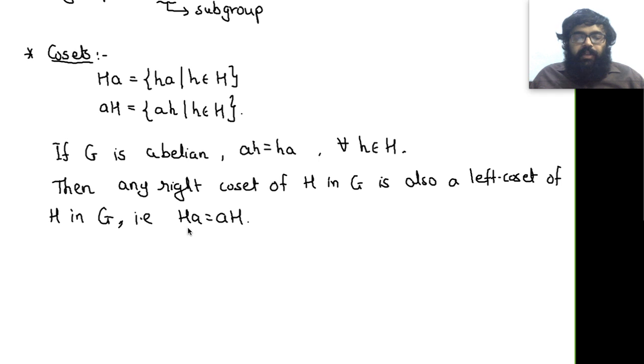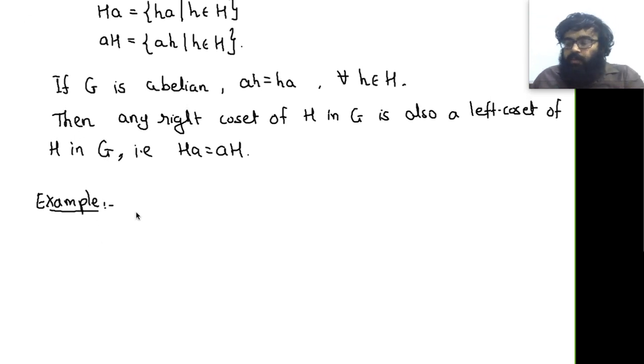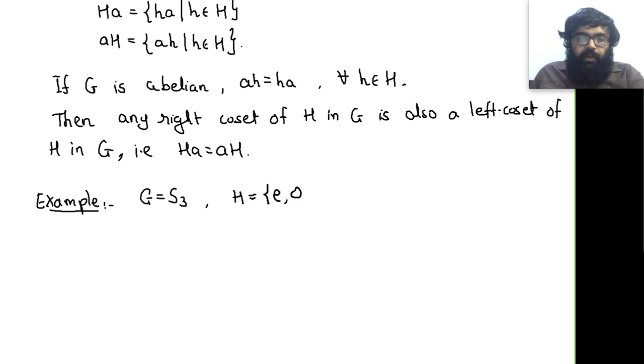I mean, when it is not true, we have to take a non-abelian group, of course. In that case, it is not true. So consider an example. We have seen this example earlier, but this is just repetition. So if you want to fast forward this video, you can do it if you are comfortable with it. So we have taken G equals S3, the permutation group on three symbols, and H equals, if you recall, {e, phi}.